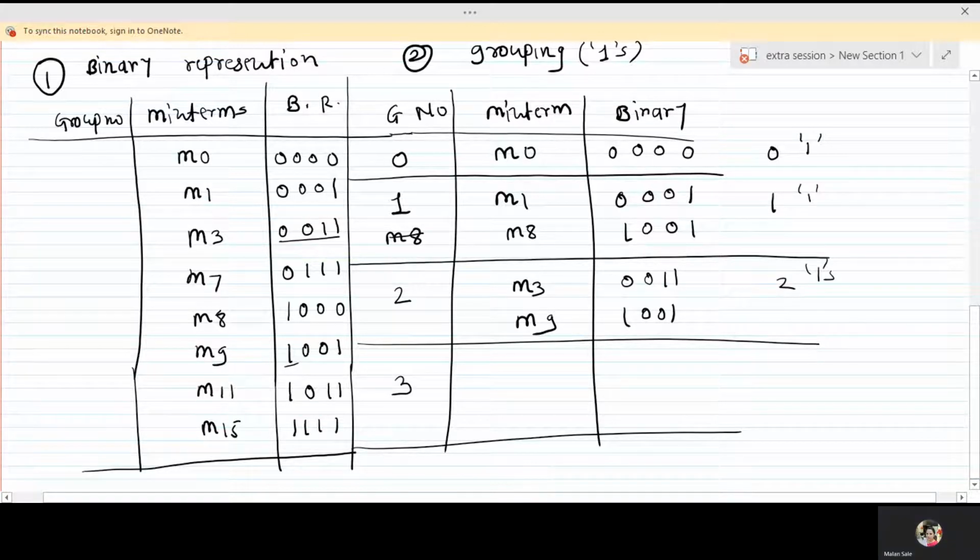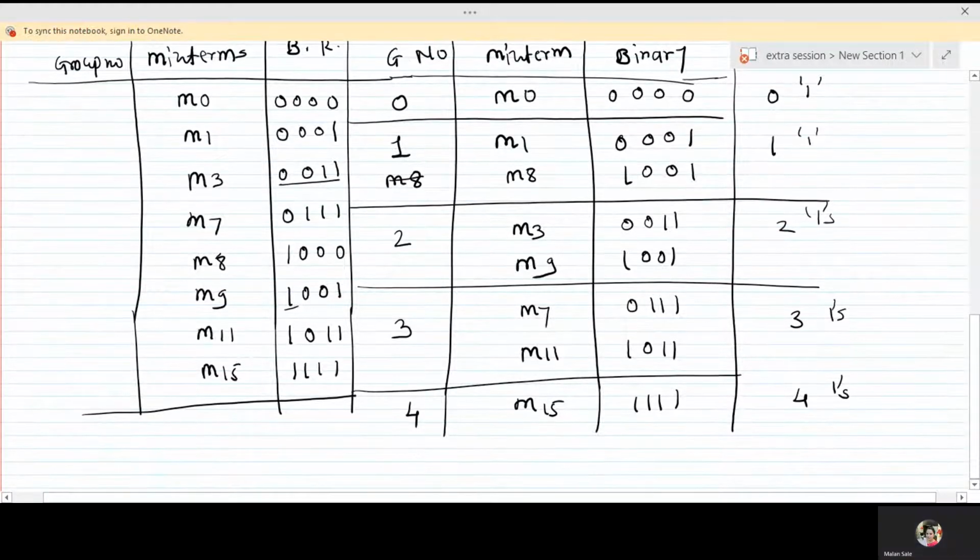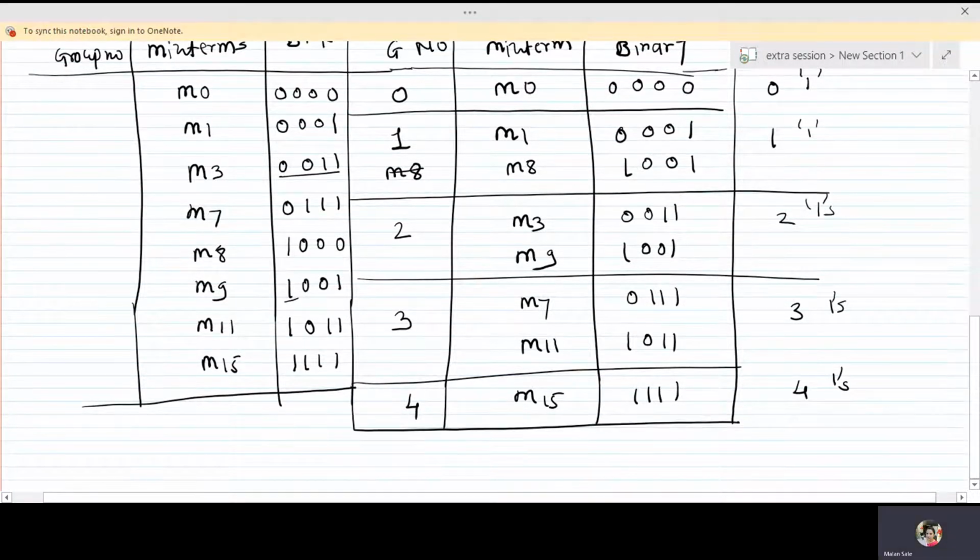Now next group, 3 ones: M7, 0111, then next one M11, 1011. Similarly 4 ones, group number 4, that is M15, 1111. This is the second step where we have made grouping of minterms as per the number of ones.